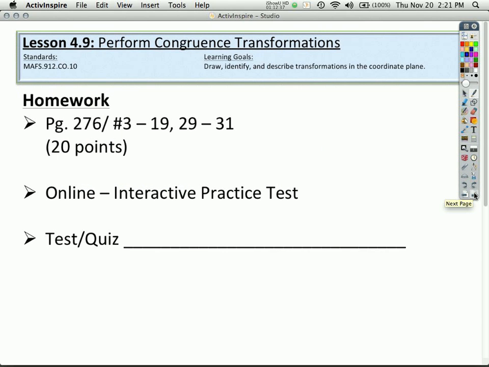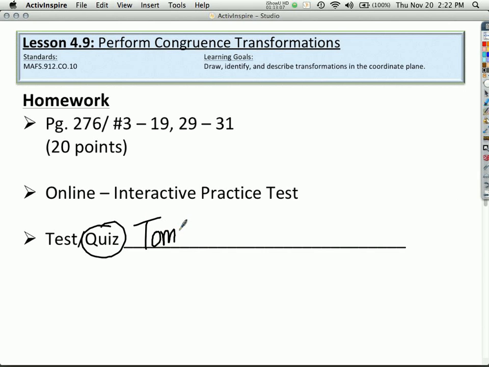So your homework is on page 276, doing numbers 3 through 19 and 29 to 31. It's a total of 20 points or 20 questions because there's no proof. The chapter is finally concluding, and so the next online assignment is to do the interactive practice test that I've shown you over and over again. And your next assessment is actually going to be a quiz, which is tomorrow. And it will be 4.5 to 4.8.